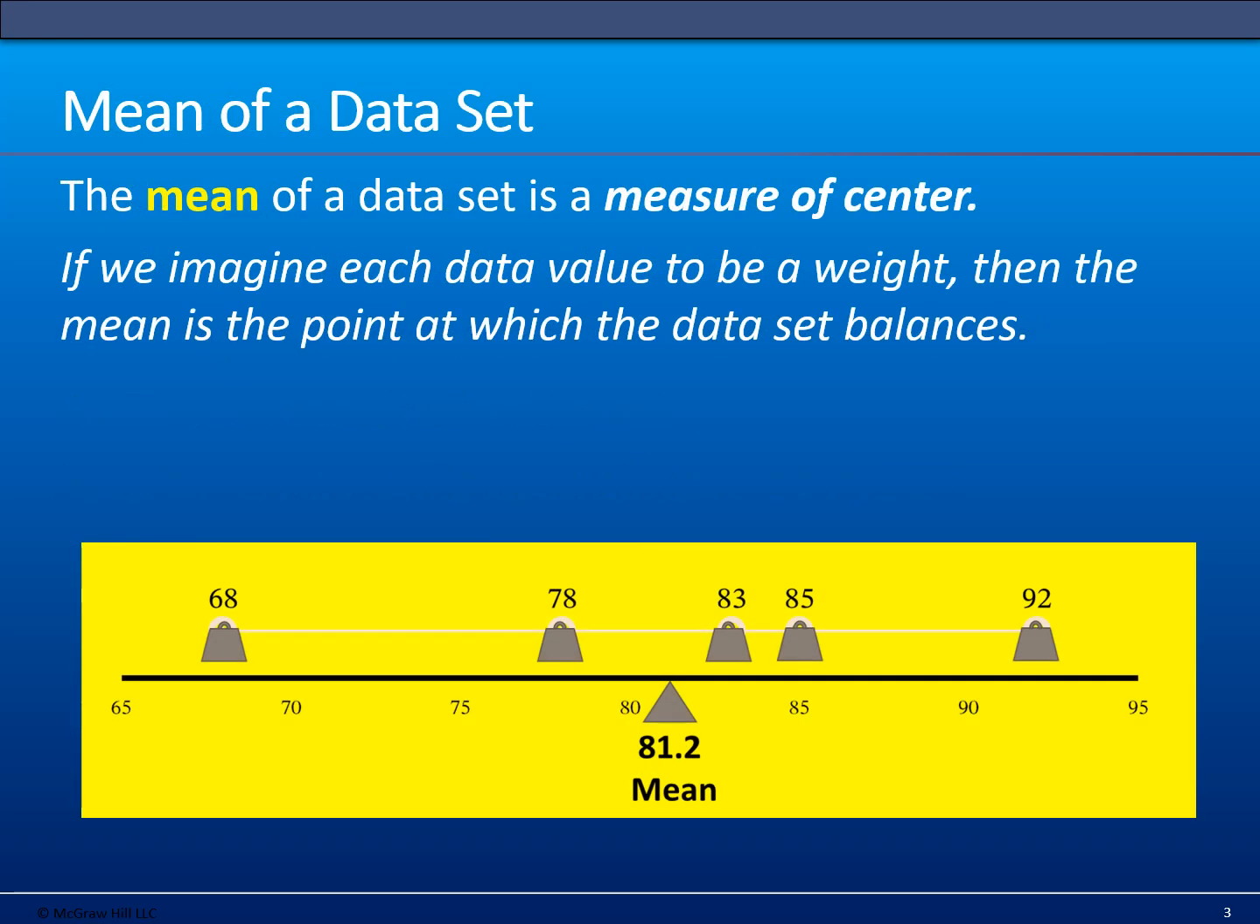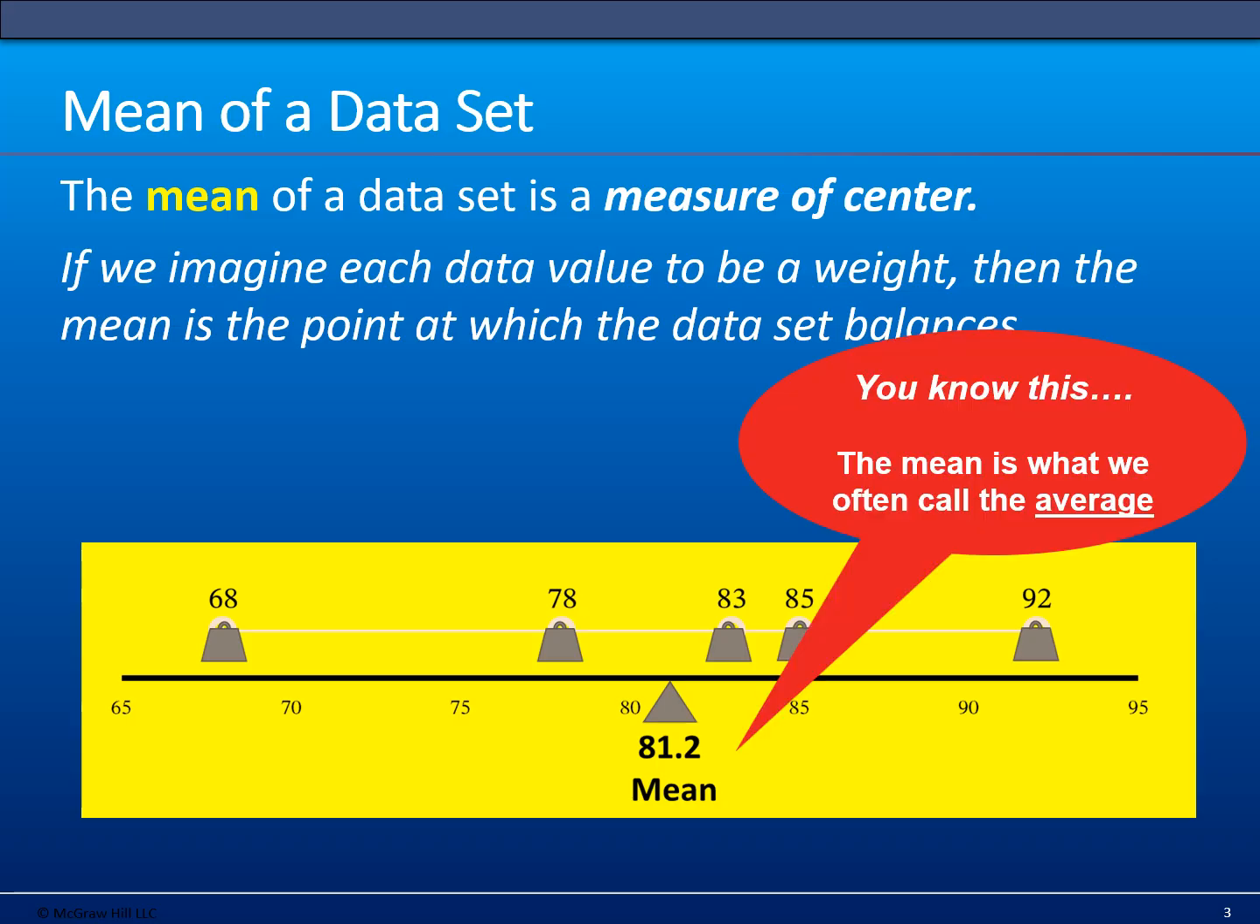The mean of a data set is what we call a measure of center. The idea here is if you imagine each data value to be a weight, like you see at the bottom of the page here, then the mean is the point at which the data set balances. You can think of it as the fulcrum for this weight, and where it's going to balance out. You are familiar with this mean. This is what we call an average. You've probably figured out your average test score or averages in the past.